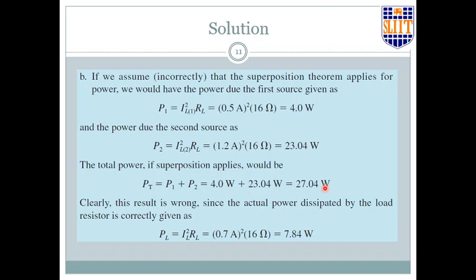So what you need to do is use the superposition theorem to find the voltage or the current of a particular branch or element, and then use the power equation to find the power. So superposition theorem doesn't work for power.